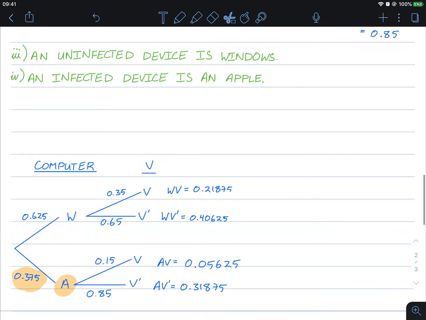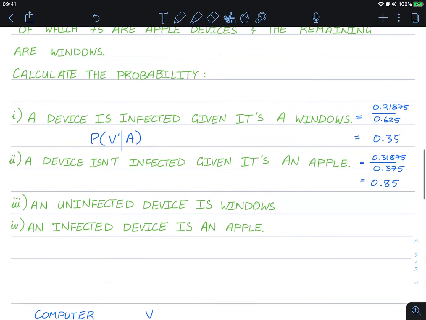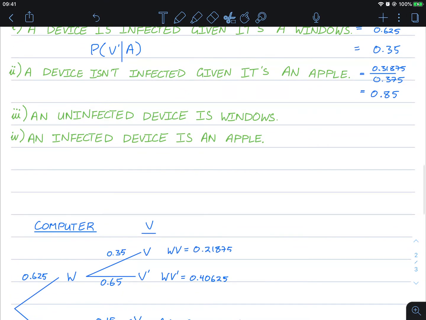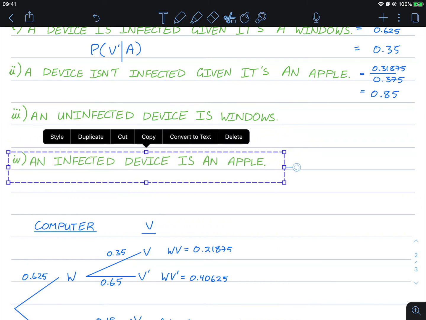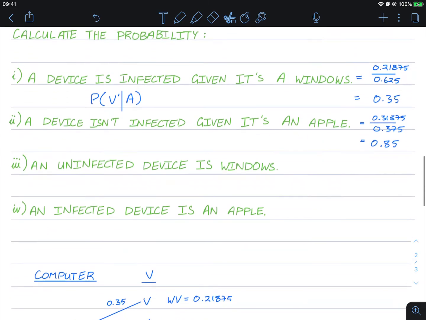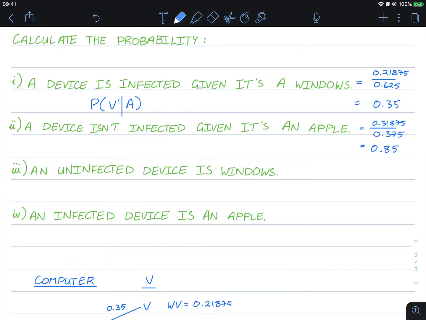Here's where it gets a little bit tougher. Calculate the probability an uninfected device is Windows. I've deliberately changed the wording here. Notice how now it's been switched around. It's saying that the condition is an uninfected device. So the condition given is that it is uninfected, so V prime is what we are given, and we're looking for Windows given V prime.